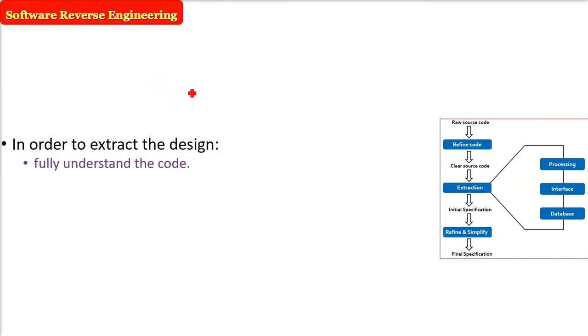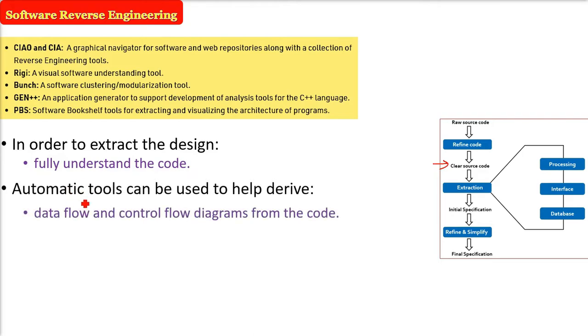If your programming language allows, use this switch case construct. So in this reverse engineering, what do you want to do? You want to first extract the design. In order to extract the design from the source code, you need to understand the code first. There are certain automatic tools which can automate the process. They can give you the data flow and control flow diagrams from the code itself, because the design would have led to this code. So CIAO, CIA, Rigi, Bunch, Gen++, PBS, and there are so many in the market. There are some open source also, some are proprietary also.